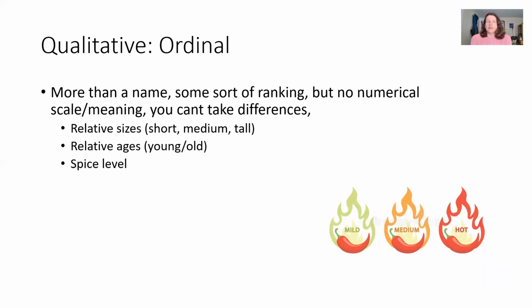The other type of qualitative data is ordinal. So this is more than just a name. There's some sort of ranking, but there's no numerical scale or meaning behind it. So you can't take differences. So think of like relative sizes.